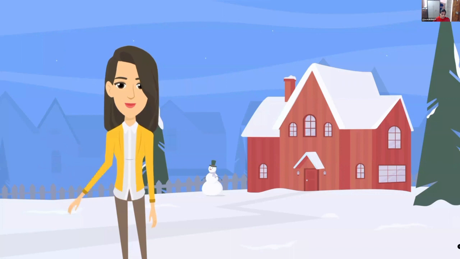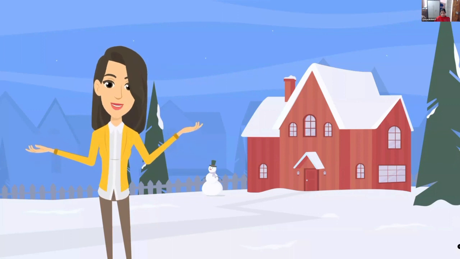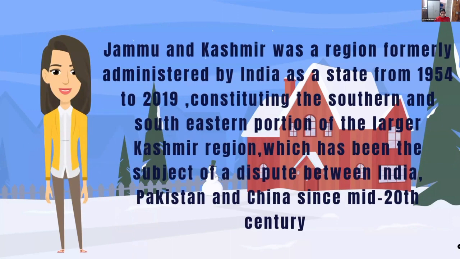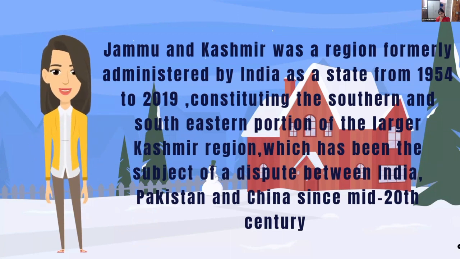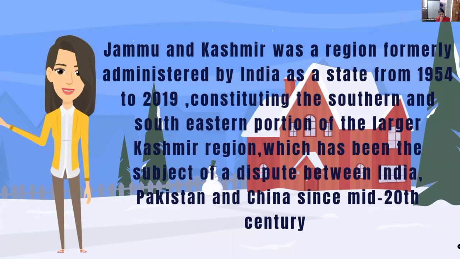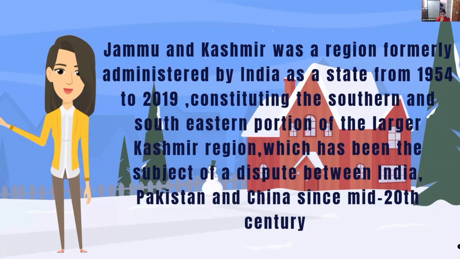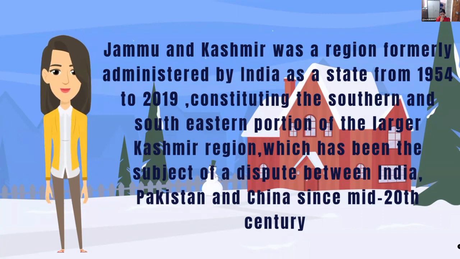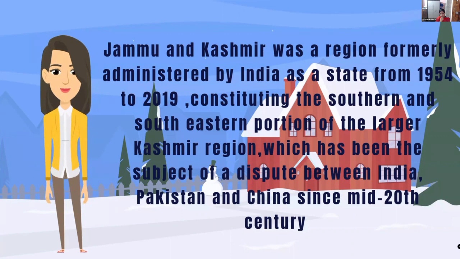In cases, where are you? Yes, I'm in Jammu and Kashmir. Let's see the highlights of this place. Jammu and Kashmir was a region formerly administered by India as a state from 1954 to 2019, constituting the southern and the southeastern portion of the larger Kashmir region, which has been the subject of a dispute between India, Pakistan, and China since the mid-20th century.